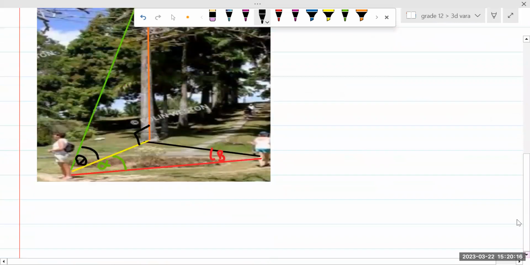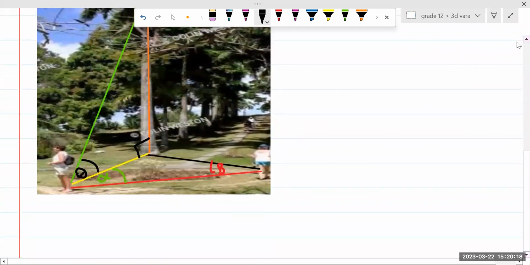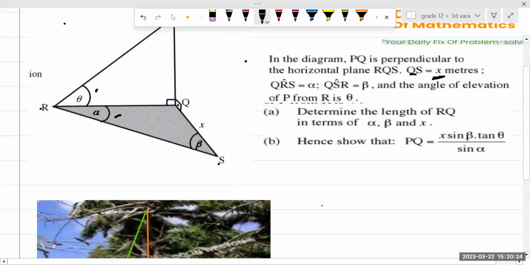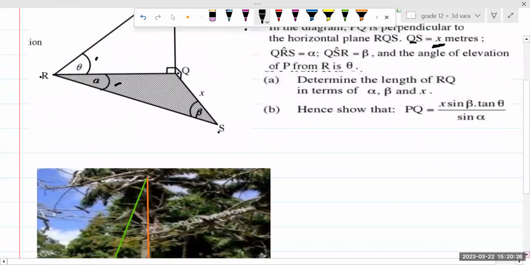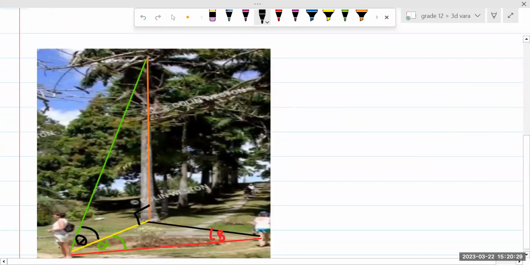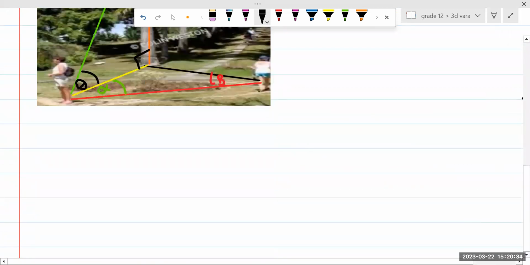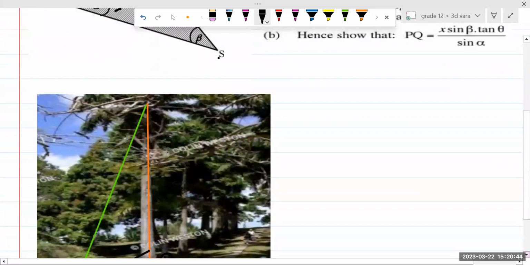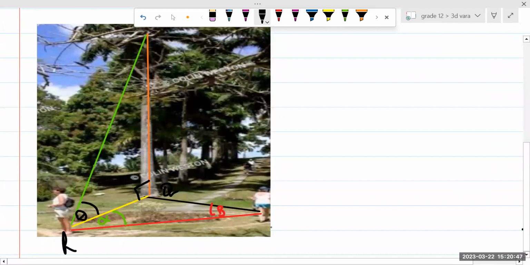So let's try to get an idea what this looks like in real life. It's going to look something like this. You have RQ, person number 1, and then you also have person number 2. So here you can say this one here is R, this one here is Q, and then here you have S. So if you can check here, we have RQS. Can you see RQS again? RQS is on the horizontal plane.